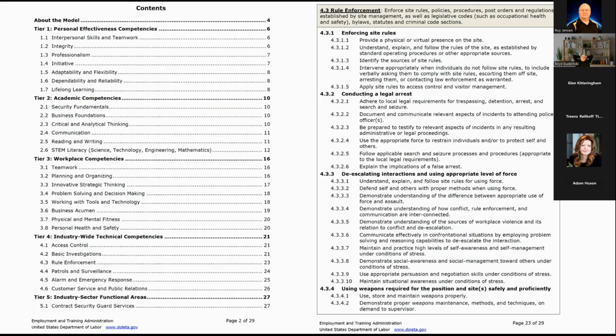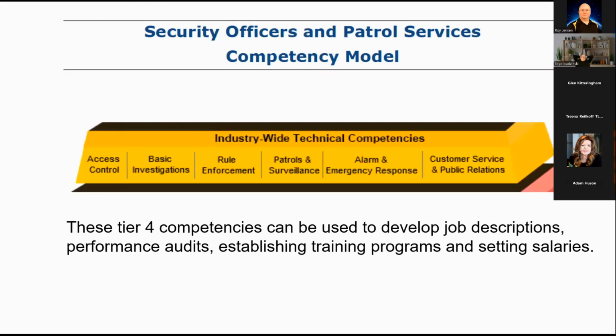Mainly not a Canadian issue, but there are some security personnel, again in the aforementioned nuclear power plants, who are carrying weapons. You can use this competency model to develop both a job description and training. There's been a tremendous amount of work that's gone into this, years and years of work. That's just one example when it comes to rule enforcement.